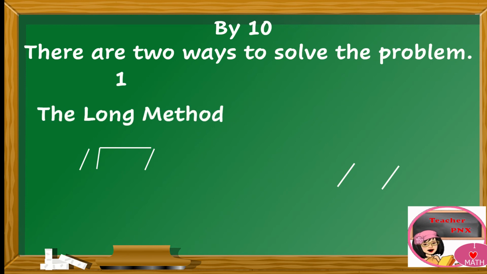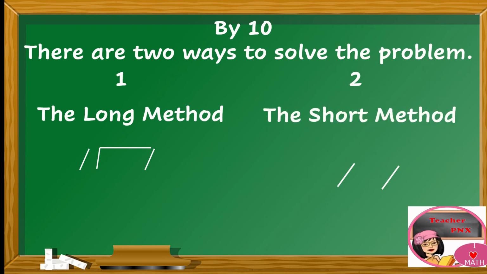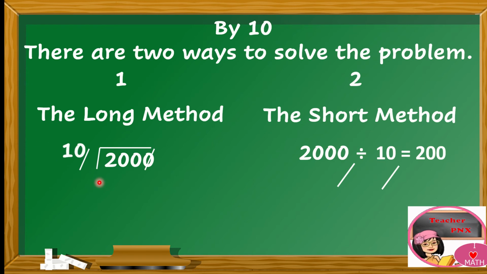The first is the long method. And of course, the short method for number 2. If we have 2,000 divided by 10, we cancel 1 0 here because there is 1 0 in the divisor. So 1 0 for the dividend, it will now become 200. And this will now become 1.